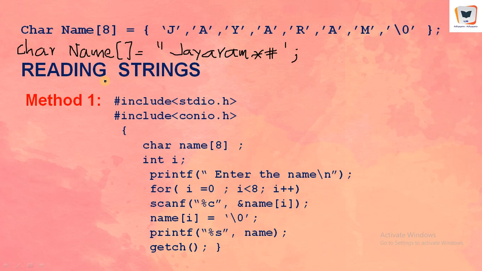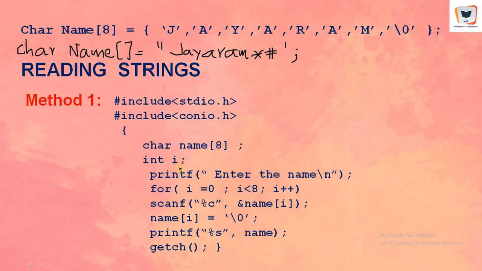Reading strings means taking the string constants to the memory locations. Okay, and we need to declare a placeholder. We need to declare a variable for that. So here is an example. This is method 1. This is one of the methods. The first method, a very simple method.